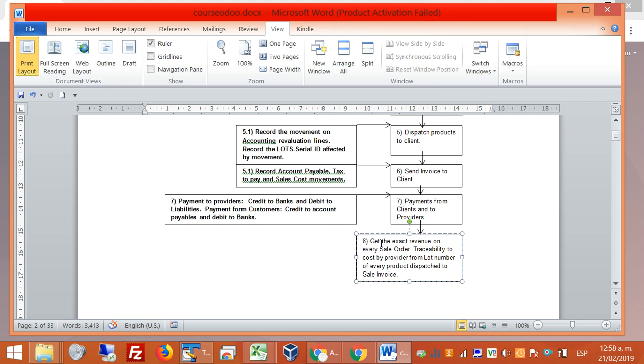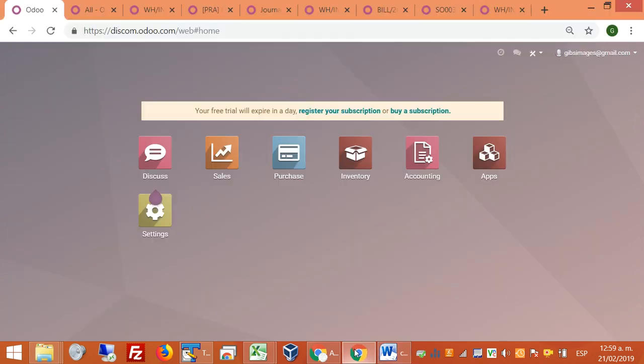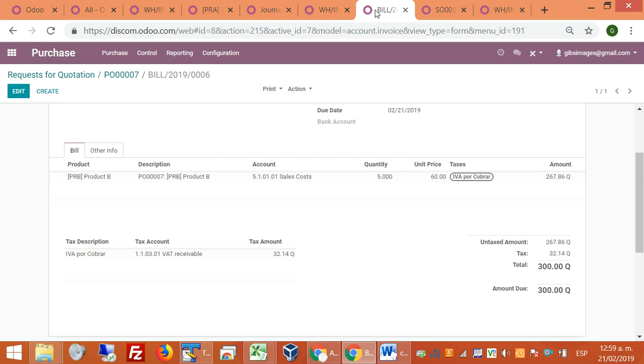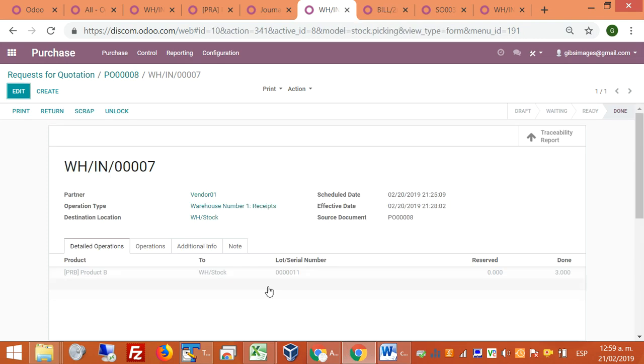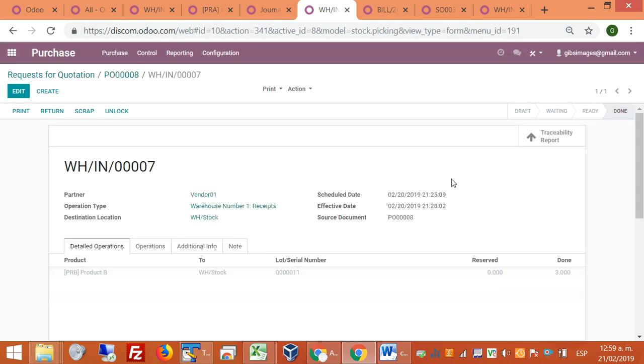This will be a very important topic, because we are going to learn how to get the exact revenue on every sale order, and the traceability to cost by provider from the lot number of every product dispatched to the sale invoice. So what we are looking at here, this sales invoice with a unitary price of 100, we will be able to track back to the purchase order, to the lot that was dispatched to the client, for cost controlling and also for quality assurance.